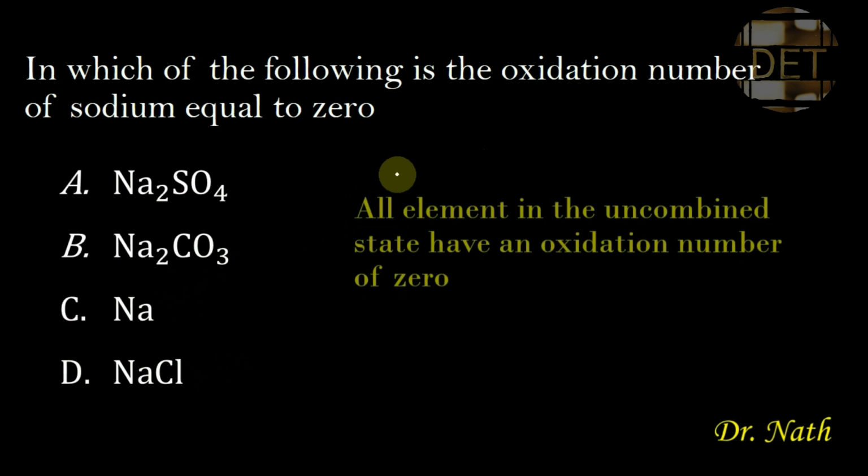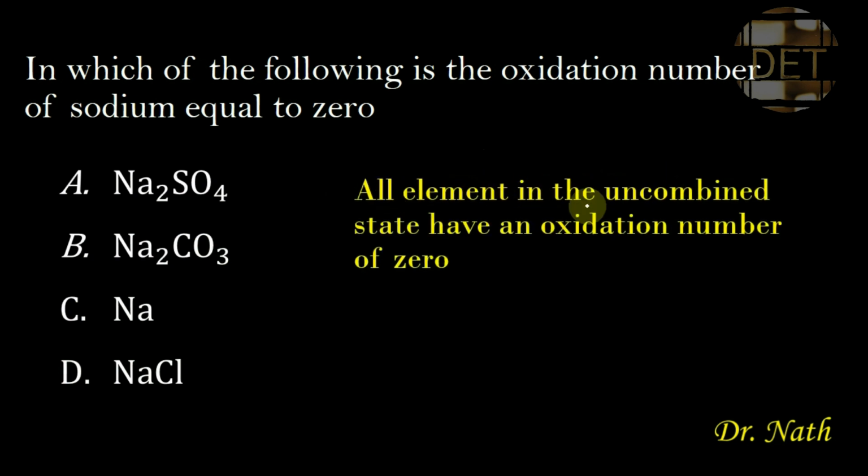Like we said before, all elements in the uncombined state have an oxidation number of 0, and we're looking for the option where the oxidation number of sodium is 0. Option A is not the answer because sodium is combined with other elements, so its oxidation number in this compound is not 0. Option B is not the answer because sodium is combined with carbon and oxygen, so it is not alone. Option C is the correct answer.